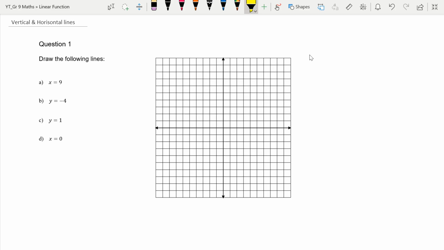In this video, we are looking at special lines, lines that are vertical or horizontal. I don't know why, but I find that they often bowl students out. So let's make sure that does not happen to you. It says that we need to draw the following lines.